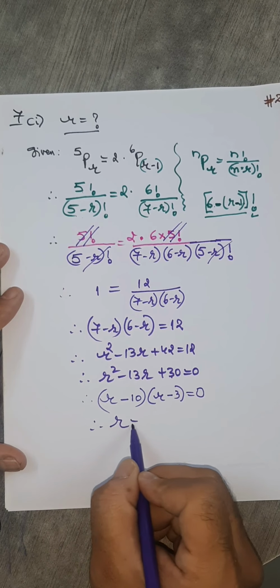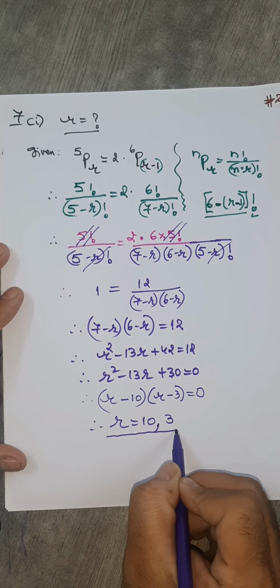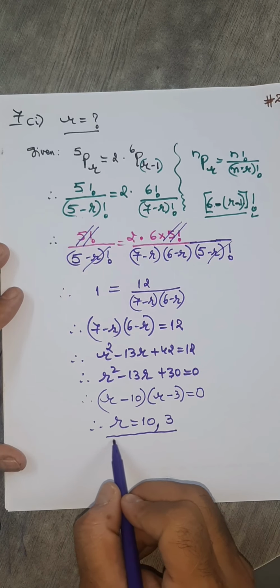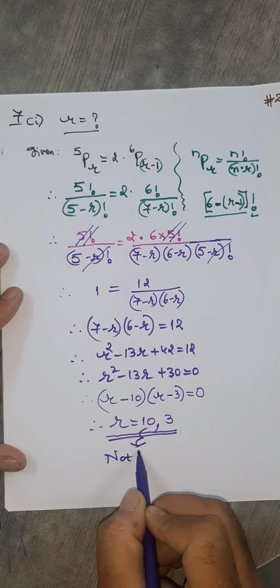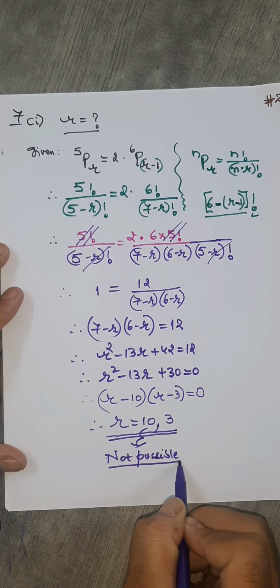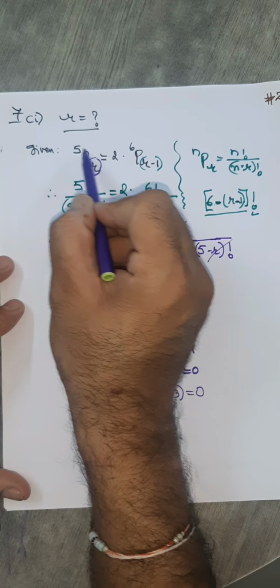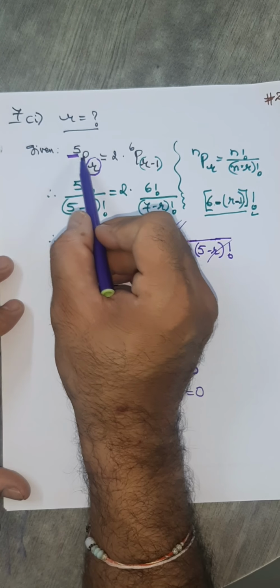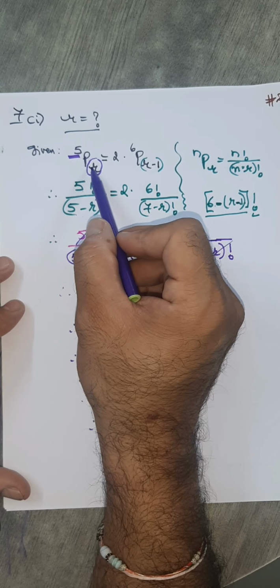Simple factorization. So either r is 10 or 3, remember. Now here obviously r equals 10 is not possible. Can you think why this is not possible? Why? Because this number of objects is always less than this. Out of 5 you are selecting some or all of the given objects.